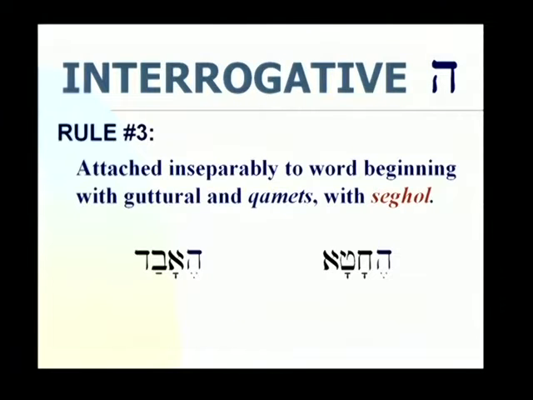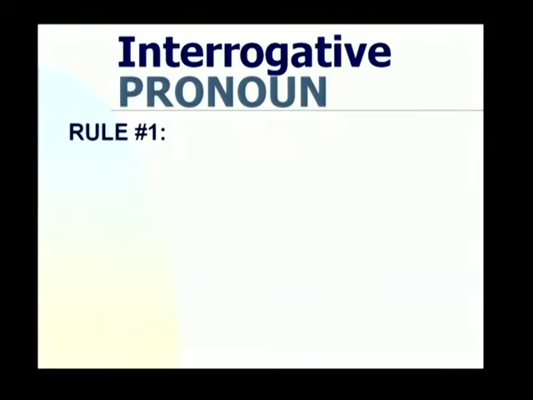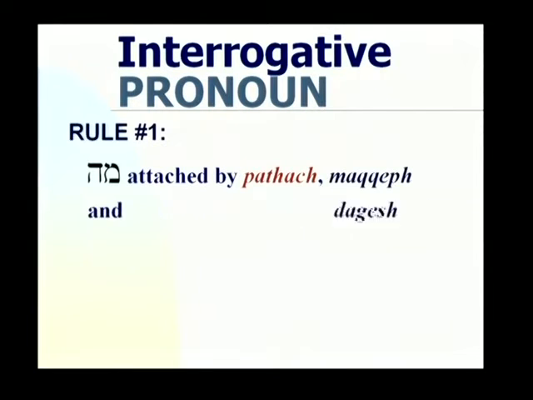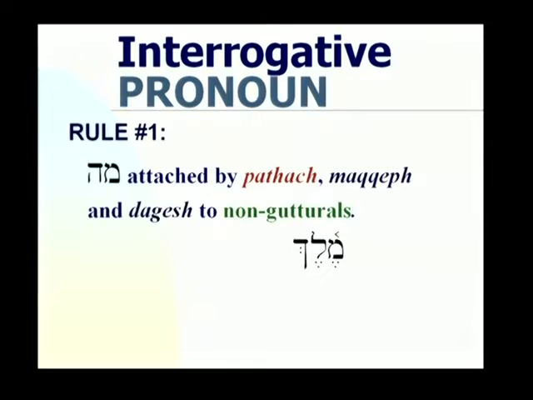Everyone? He-avad. Okay? Now, the interrogative pronouns, rule number 1: the mem hey is attached by means of a patach, a maqqef, and a dagesh to non-gutturals. So melech, king, becomes mamelech. Everyone? Mamelech means what king, or how is the king? Okay? Katav, he wrote, becomes makatav. Everyone? Makatav. What did he write? What is he writing? What will he write?